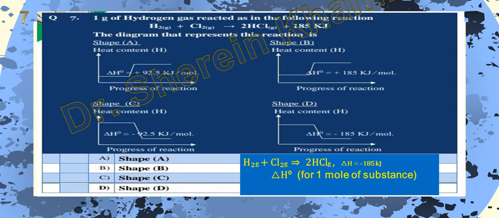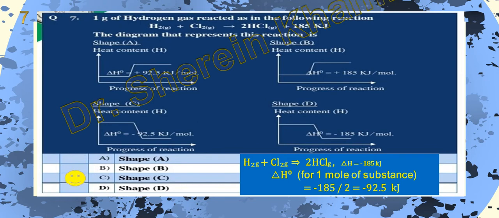So we will divide the delta H by 2. So delta H equals negative 185 divided by 2. So the right answer will be negative 92.5. We have here the heat content of the product. So we didn't take D, but we take shape C, as we see that delta H naught will be negative 92.5 kilojoule per mole. Okay, so the right answer will be shape C.